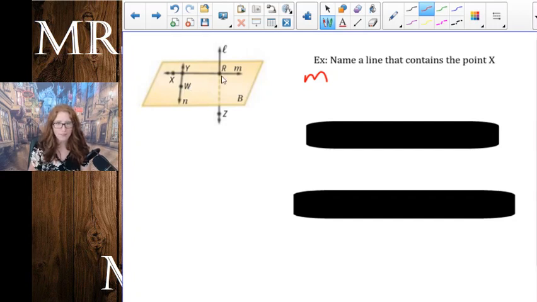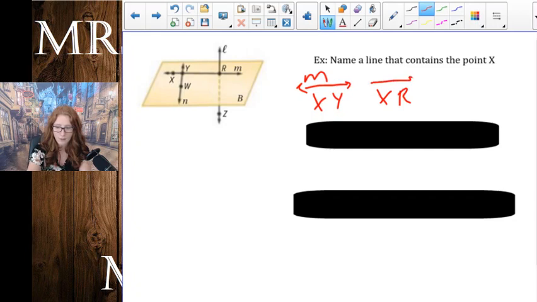So that's one way. The next way we could say it is we could use 2 points. So we could say the line XY. When I use 2 points, I have to put a line over those two. So far we've done 2 different ways. We could also use the points XR because R still sits on that line, again with the line symbol above. And last but not least, we could say YR.